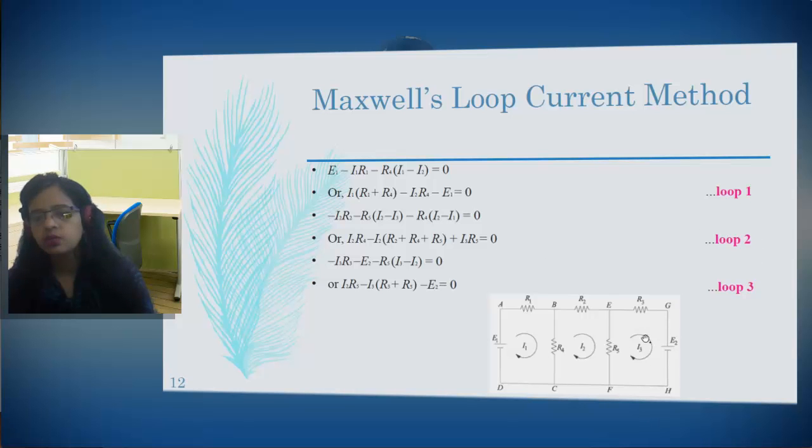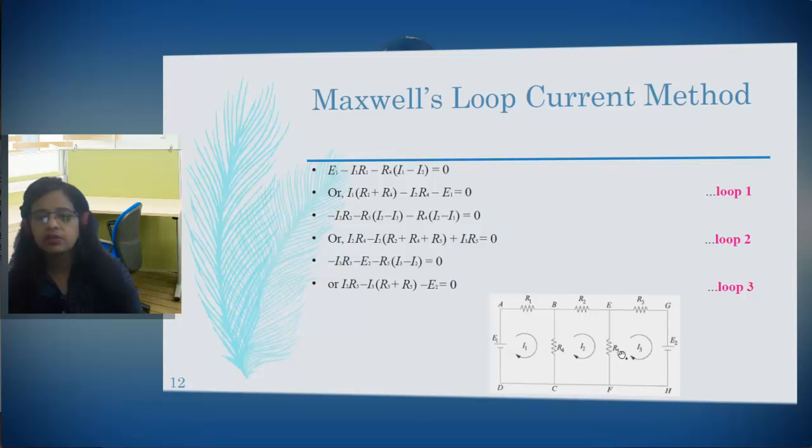Now again come to loop 3. Here again I will start with R3. So it will be I3 into R3. Now here, drop in potential is there from higher to lower, so it is minus E2. Again when I come here, I was going with a current I3 and I am getting I2 in opposition. So it will be I3 minus I2.